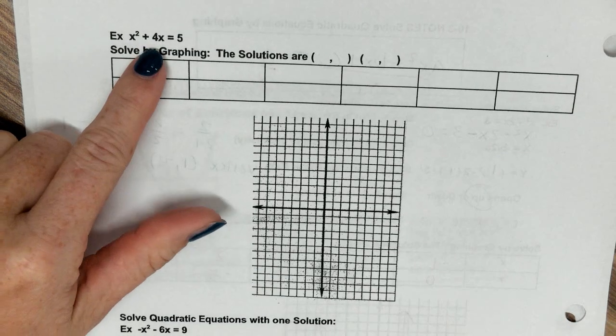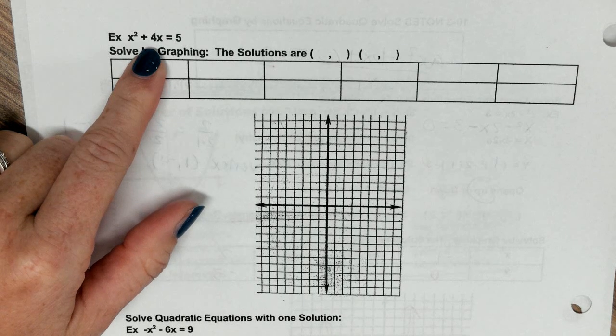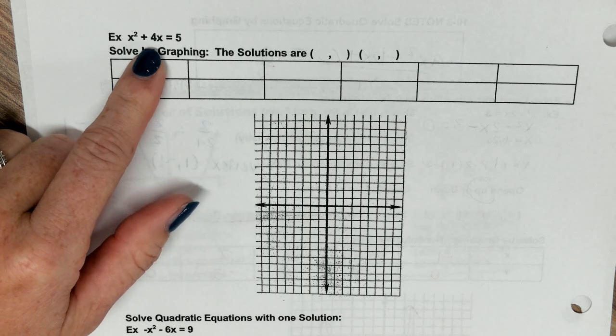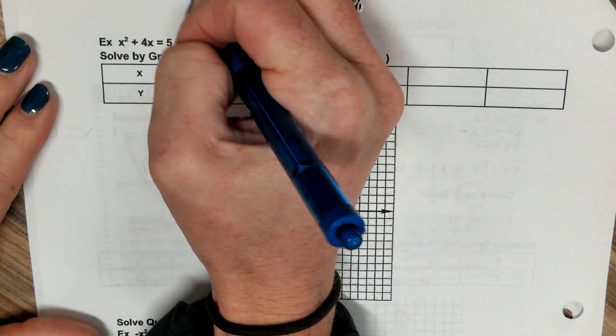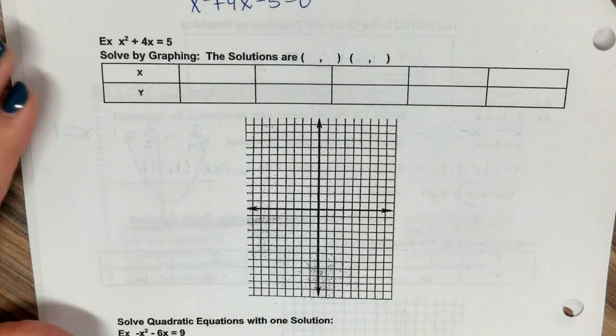All right, what do you have to do with this before you can do anything? Move the 5 to the left and set it equal to 0. So I have x squared plus 4x minus 5 equals 0.